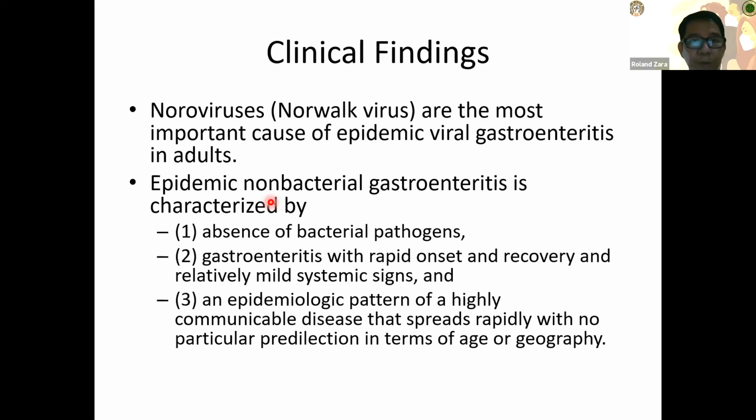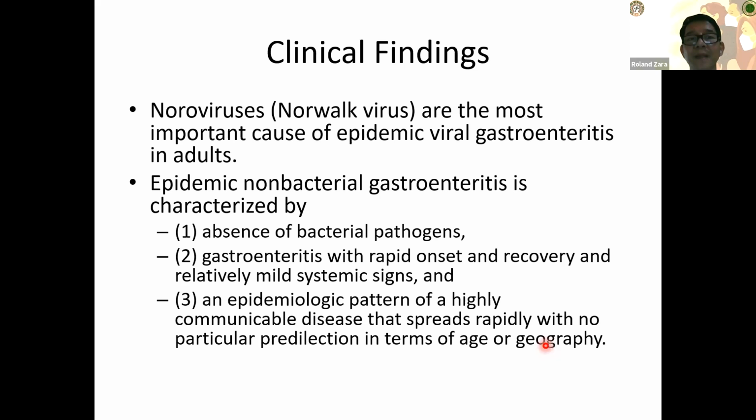So your Norwalk or noroviruses are the most important cause of epidemic non-bacterial viral gastroenteritis in adults. It is characterized by the absence of bacterial pathogens. So when you try to culture, you cannot see any bacteria. It is gastroenteritis with rapid onset and recovery, relatively mild. So if you culture this and you see bacteria, then this is not a Calici, kasi non-bacterial. It is a highly communicable disease and spreads rapidly with no particular protection in terms of age or geography, but commonly it affects adults.